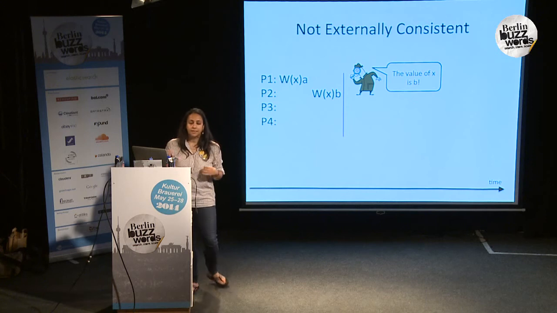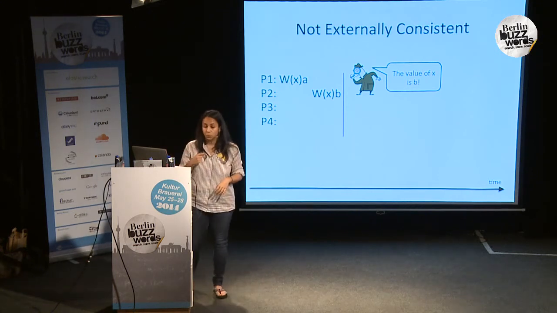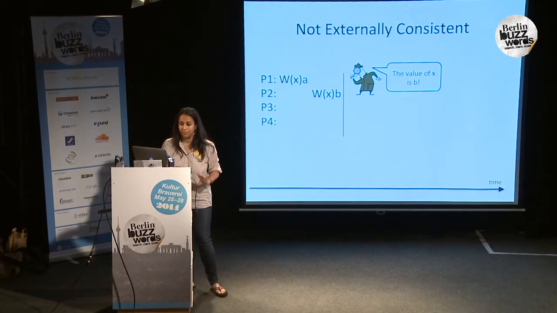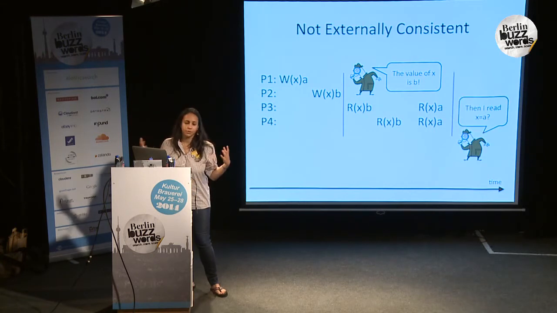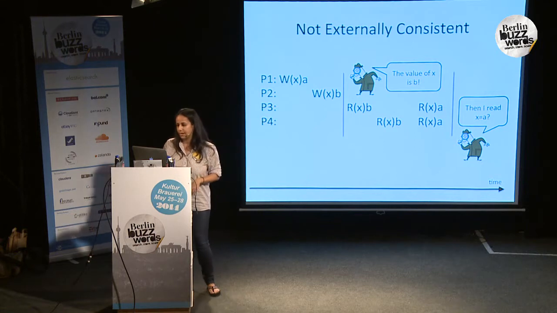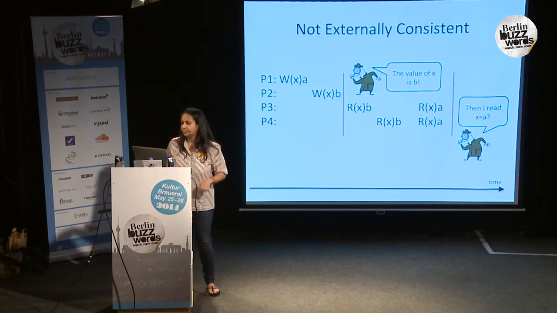And the reason for that is that a little external observer could come along and notice that, hey, that write to B actually happened after the write to A in terms of time. That is how it happened. And so then when this happens, the external observer will note that nothing makes sense. Well, why does it look as though the write to B happened before the write to A? And so this execution is not externally consistent, even though it is sequentially consistent.